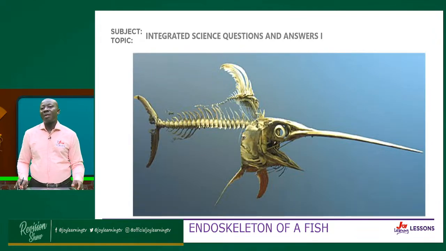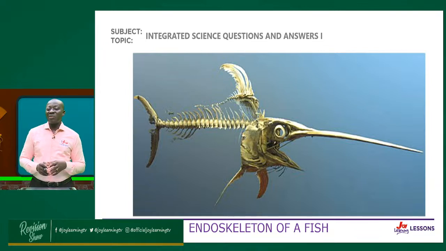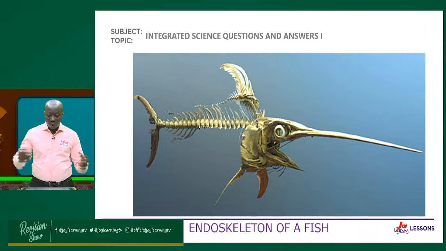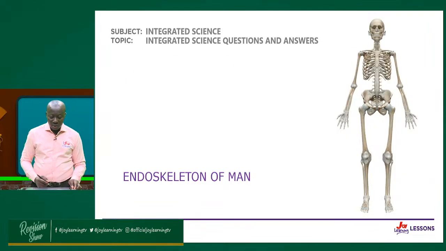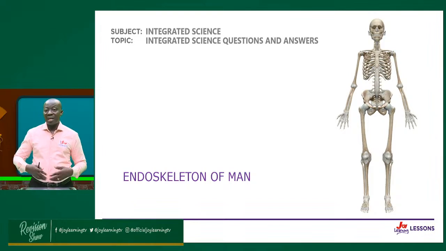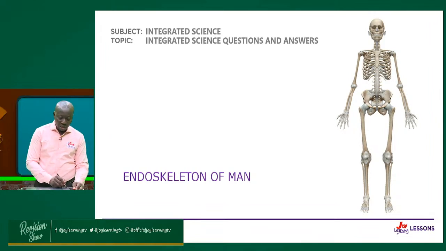But this example showing on your screen is an endoskeleton of a fish. So if you are given a fish, you see that the skeleton of the fish is inside the flesh, unlike the grasshopper that I showed earlier, whose skeleton is on the outside. So again, we look at another example of an endoskeleton, and this is the skeleton of man or human beings, and you find it inside the body. Unlike the insect whose skeletons are outside, our skeletons are inside, and it will only show when the animal dies and decomposes.